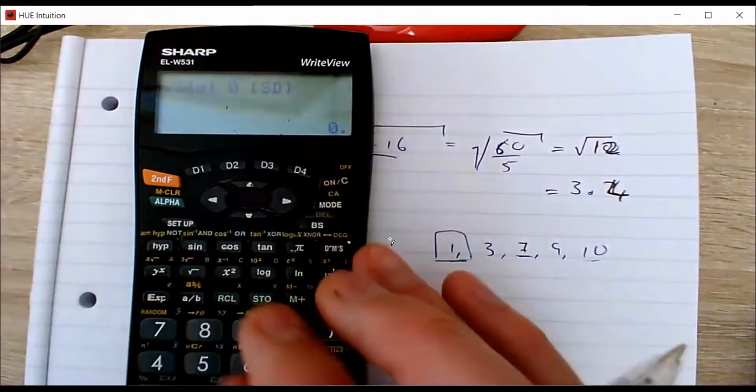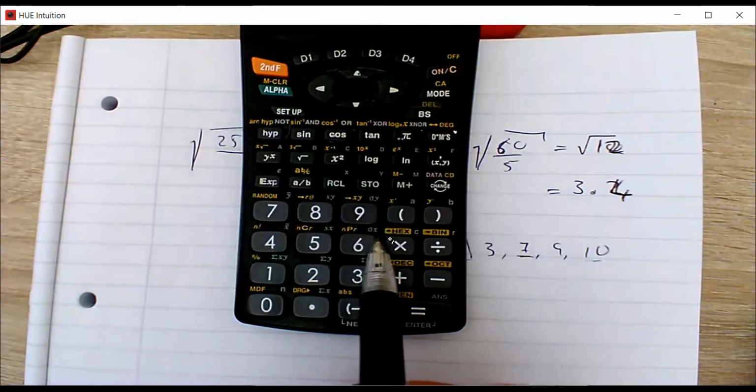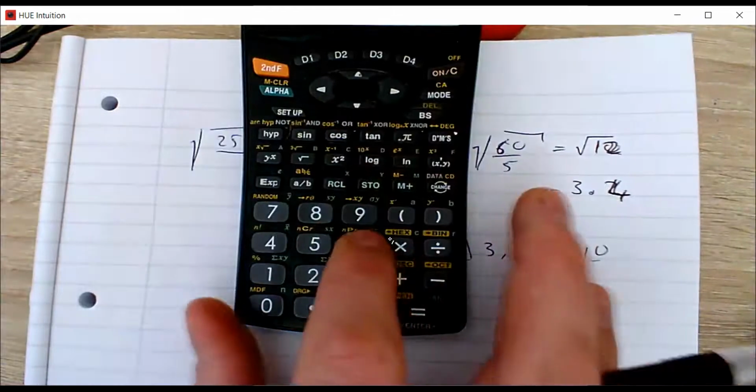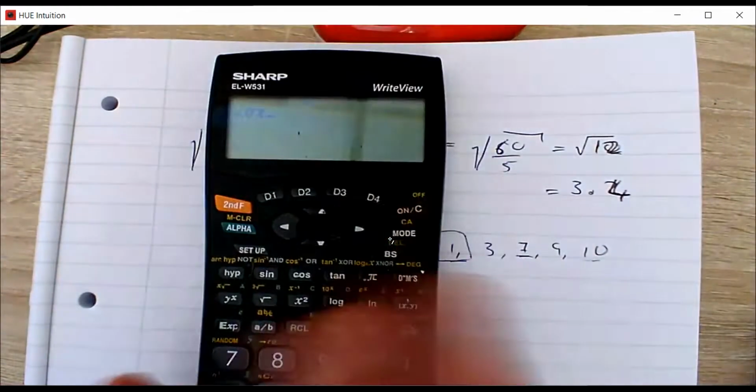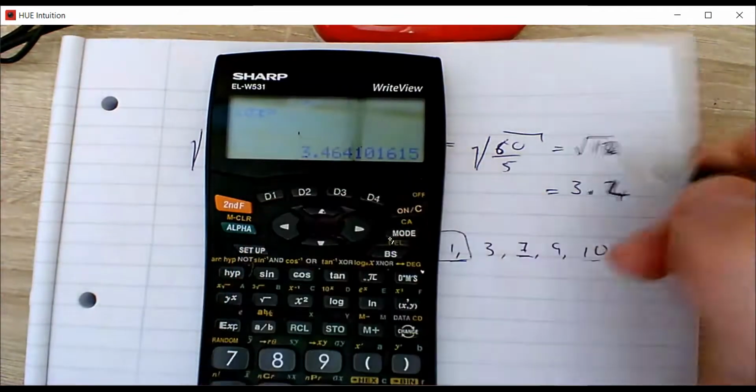That's all stored now. So what I want now is the standard deviation, which is this green sigma x down here, and I access that by saying alpha, and then sigma x comes up there. So the standard deviation of this set of numbers is 3.46.